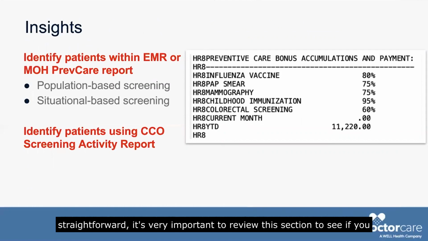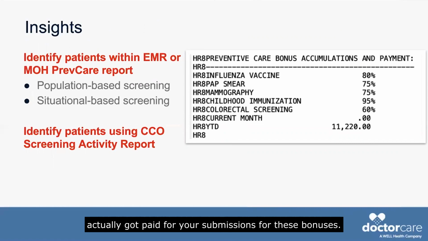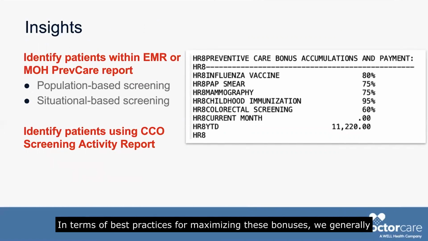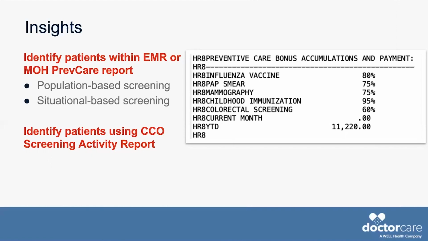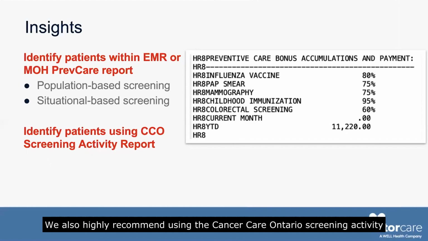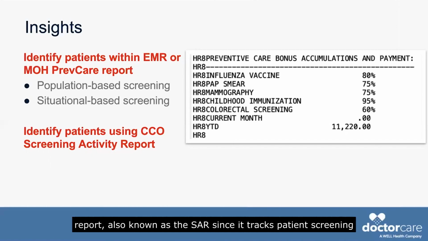Now, some key insights that we want to talk about is that even though this is pretty straightforward, it's very important to review this section to see if you actually got paid for your submissions for these bonuses. In terms of best practices for maximizing these bonuses, we generally recommend population-based screening methods, such as phoning overdue patients, as well as situational-based screening, such as updating your EMR workflow so that it flags those patients that are overdue for screening when they're in front of you in the office. We also highly recommend using the Cancer Care Ontario Screening Activity Report, also known as the SAR, since it tracks patient screening based on their health cards within the healthcare system.